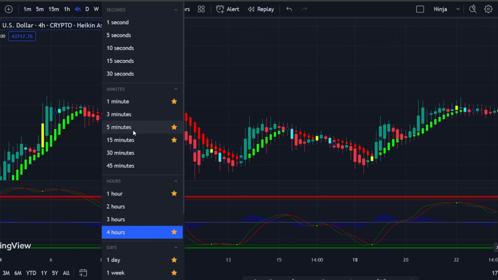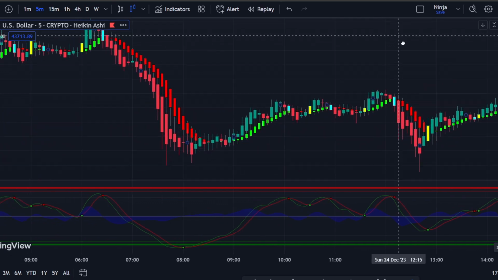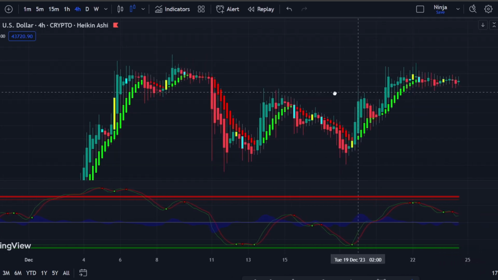But I think it is working on 5 minutes too, as you can see here. Now let's go through how to set up this system and how to get signals for free.